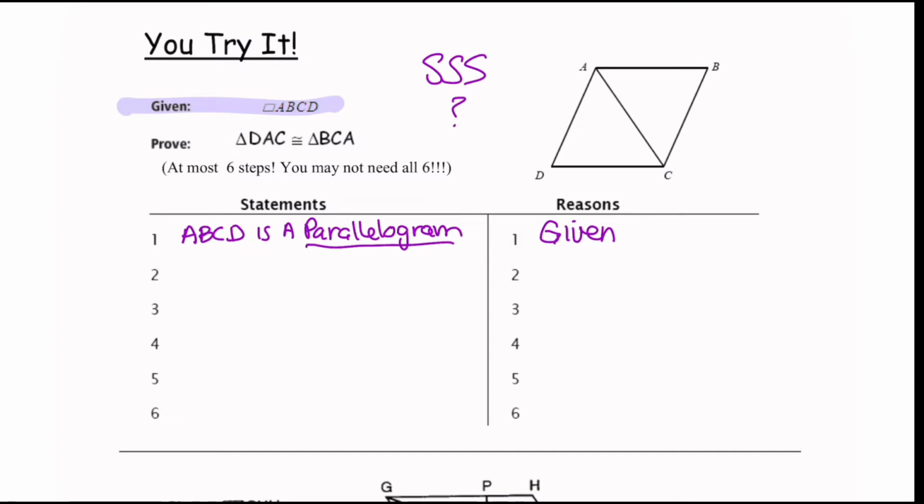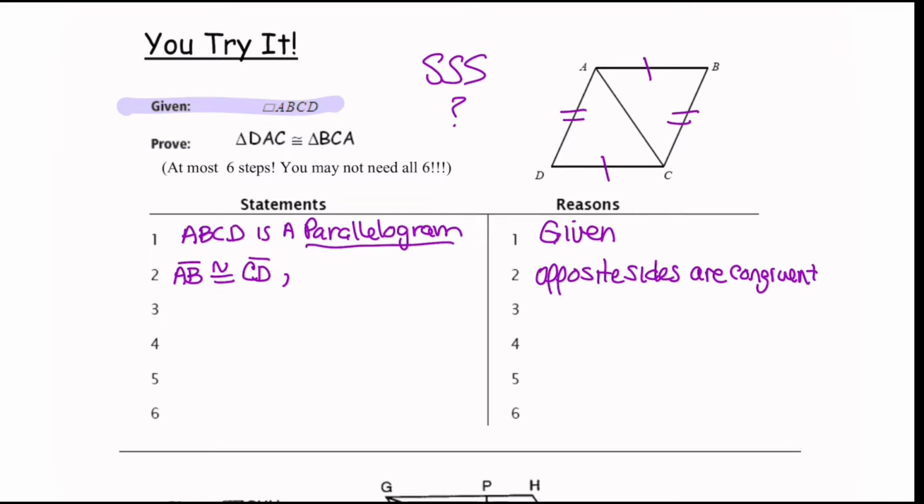Alright, so what kind of things might we want to say? Well, we know that in a parallelogram, opposite sides are congruent. So therefore, I can say that AB and CD are congruent. AB is congruent to CD, comma, as well as AD and BC are congruent to each other. AD is congruent to BC. Both of them share the same reasoning, so I put them as the two statements as one line in my proof here.